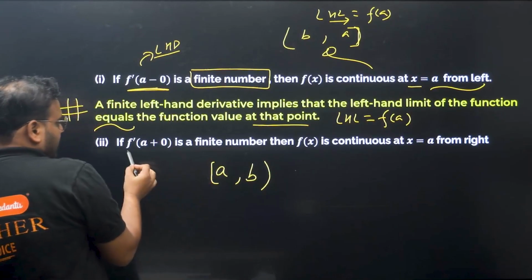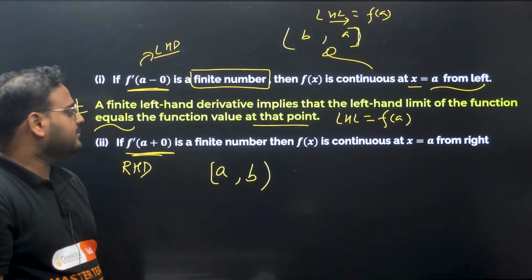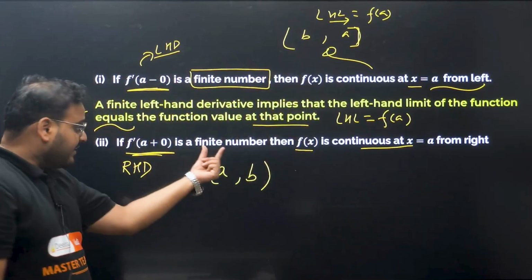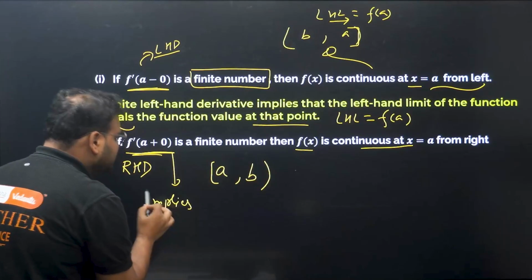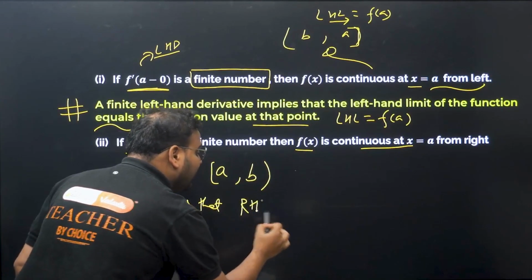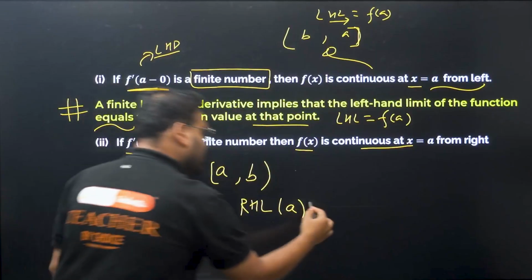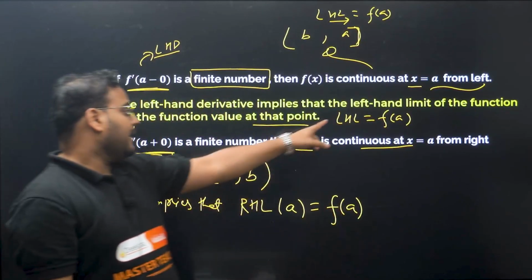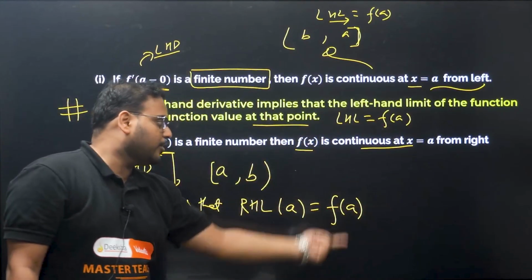What does this represent? This represents RHD. So RHD is a finite number. Then what happens is f(x) is continuous at the point x equals a, because the RHD being finite implies that the right hand limit of the function at the point A, RHL at A, is equal to the function value at A. In this case, we had LHL at the point A equal to the function value, and in this case RHL at the point A should be equal to the function value.